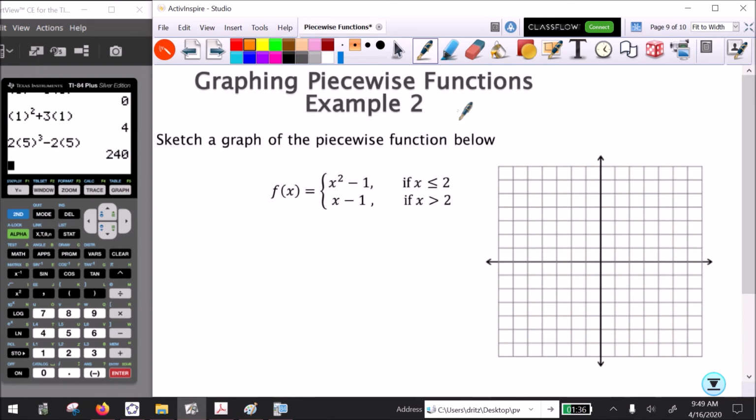Alright, another example. If you want, you can pause the video now and try this one on your own. I'm going to go ahead and do the problem now. So the first part of our graph, x squared minus 1, is a parabola that is shifted down 1 unit. So we're just going to graph a regular right side up parabola like this. But since it says minus 1, we're going to shift that down 1 unit.